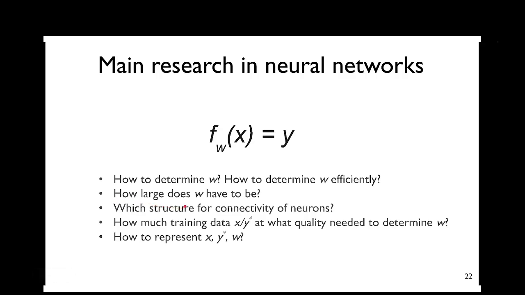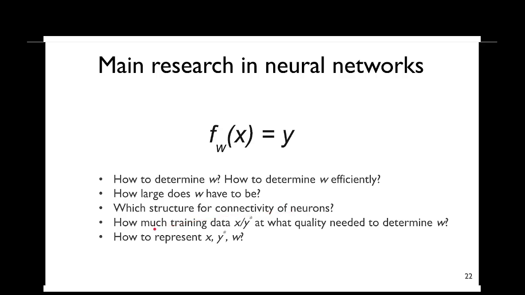A question is, how large does W have to be? How many parameters do you need? And this is tightly intertwined with the question of which structure the connectivity between the neurons should have. What is the size? What is the layering? What is the overall architecture?